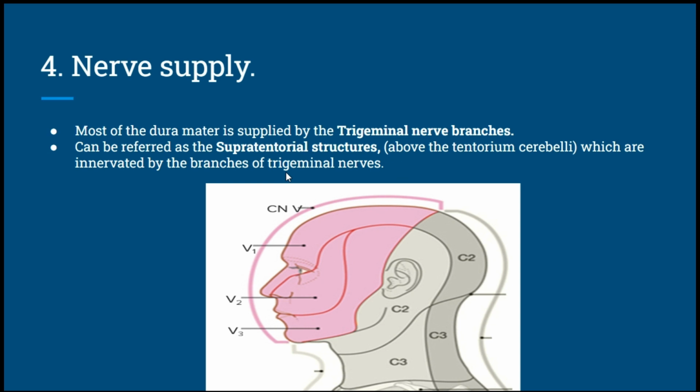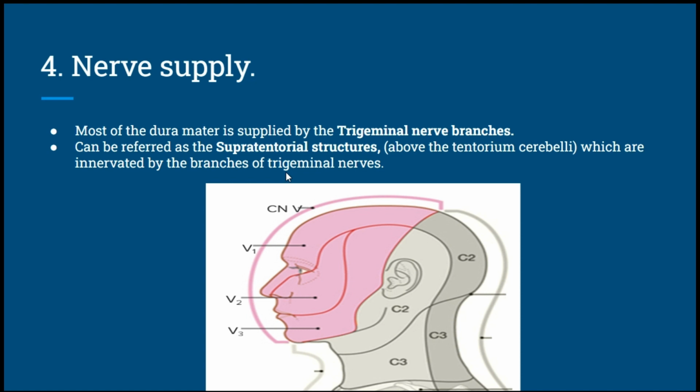The nerve supply is also fairly simple for the meninges. Most of the dura mater is supplied by the trigeminal nerve branches, and it can be referred to as the supratentorial structure. So you remember the tentorium cerebelli, the roof over the cerebellum? That is the division. I ask you to remember that. Tentorium cerebelli is very important. That is the sheet, that dura mater layer that covers the cerebellum from the top.